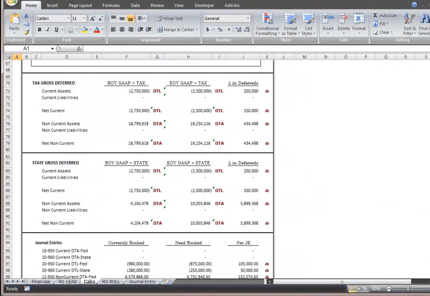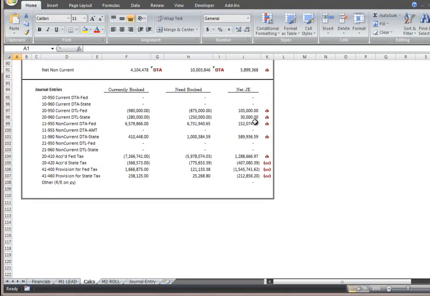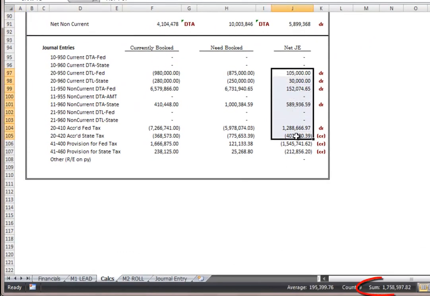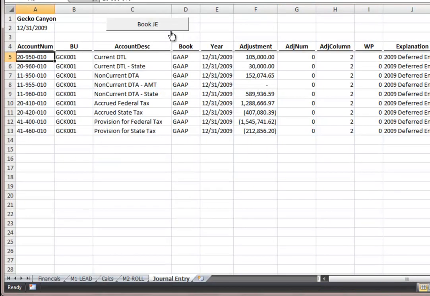Once income adjustments have been added to your M1 lead schedule and pushed to the database, the system will propose an entry for your current and non-current deferreds, your federal and state provision for income tax, and your accrued taxes. Review the entry. If it is acceptable, then the entry can be posted from the Journal Entry tab.